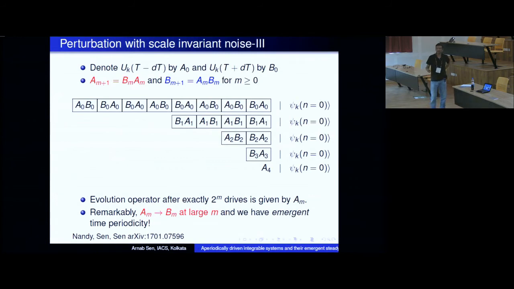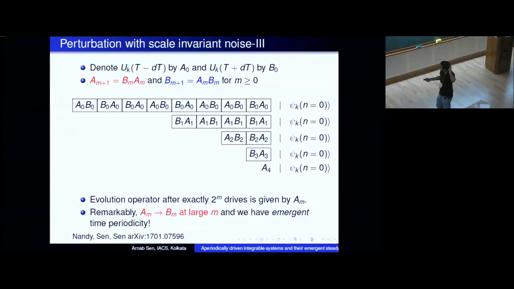So now there's a very interesting thing. The first statement is that the evolution operator after exactly 2 to the m drives is given by Am. I hope this is clear from this simple example: here this is A4, and 2 to the power 4 is 16. Now comes the remarkable property. One can show, and I'll have no time to show it, that there are very peculiar fixed point properties of strings of SU(2) matrices, through which you can show that if this index m is large enough, then Am tends to Bm, no matter what the original A0 and B0 are. And then you can see that there's an emergent time periodicity.